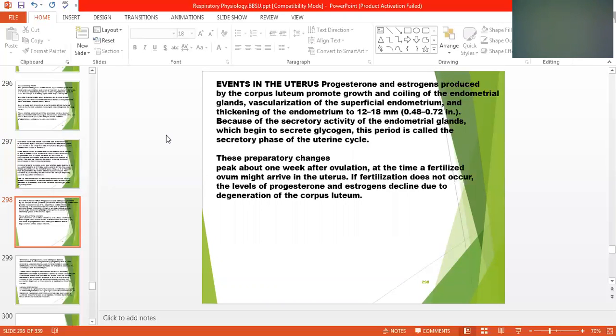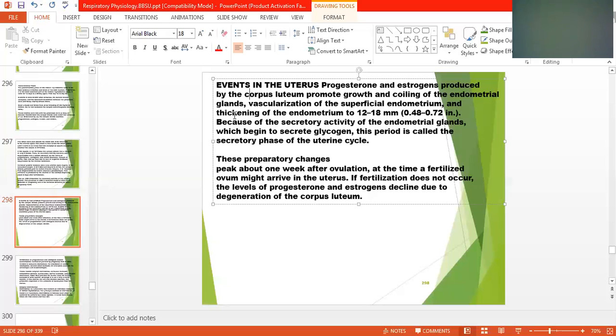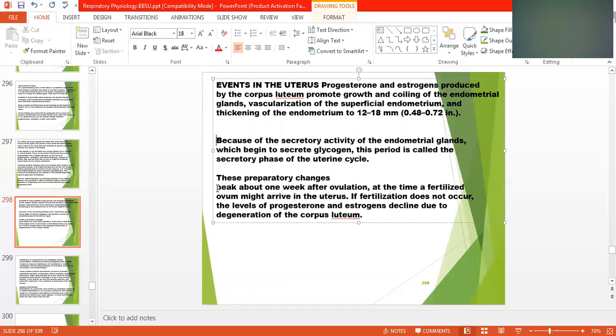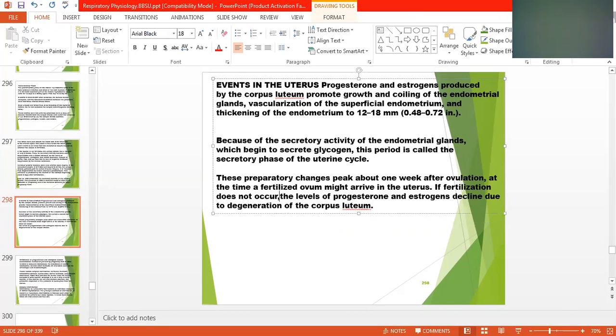Now in the uterus, because of the secretory activities of the endometrial glands, which begin to secrete glycogen, this period is called the secretory phase of the uterine cycle. These secretory changes peak about 1 week after ovulation.